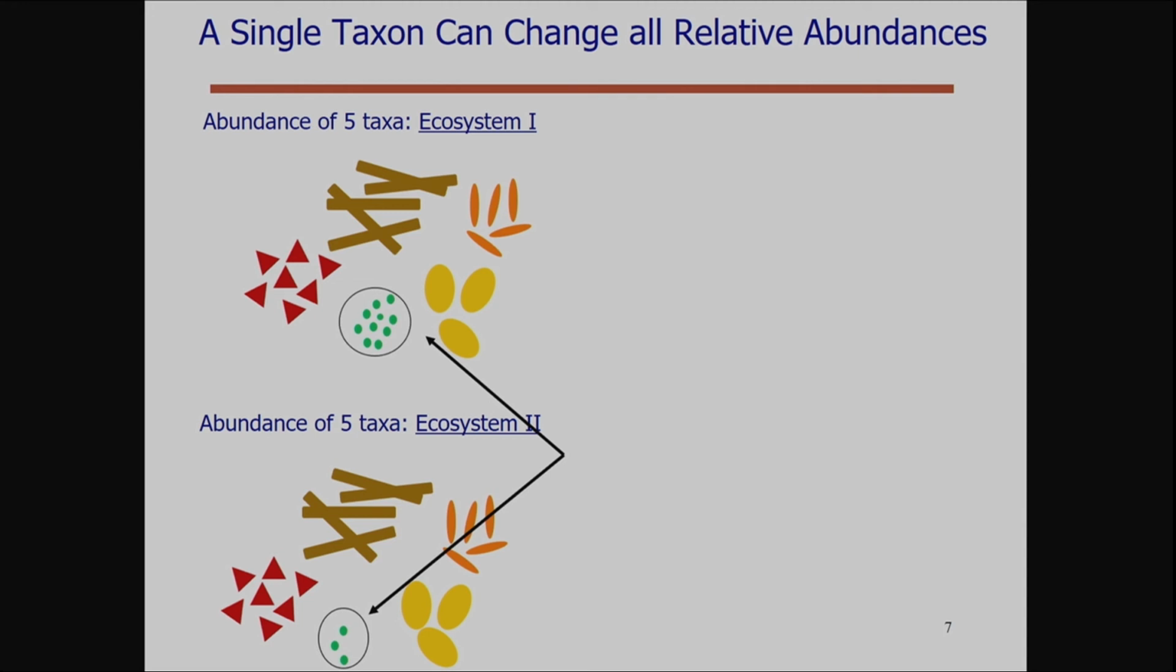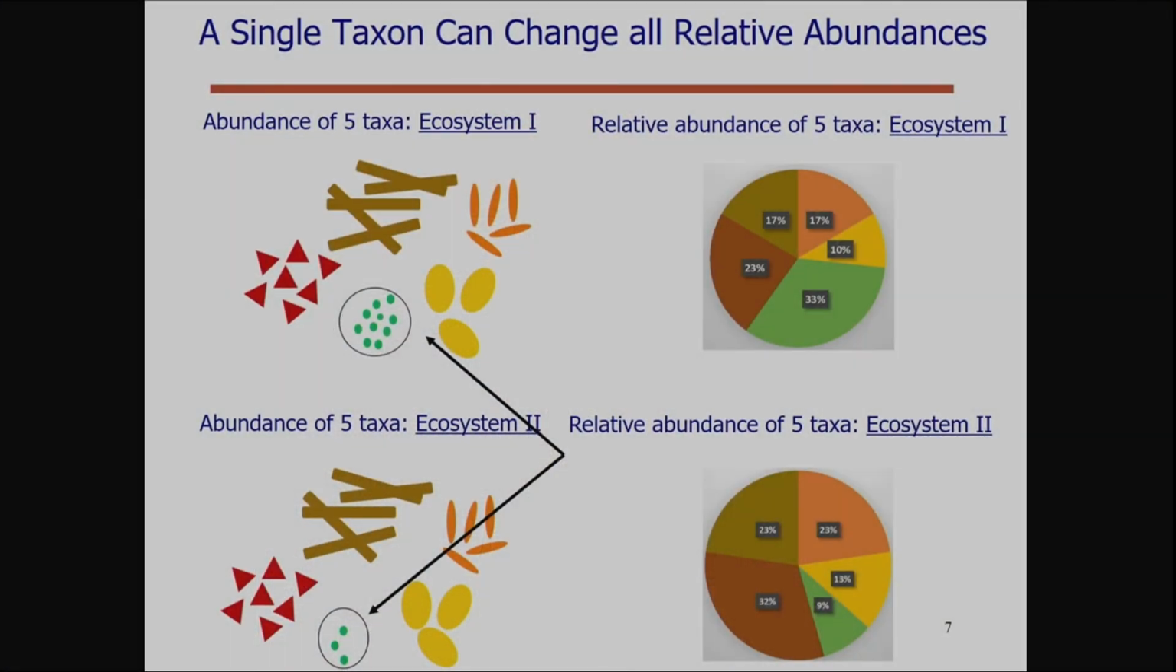So in terms of the change, it is really taking place in the green variety, but everything else is the same. If you compute the relative abundances, everything changes. So now if I were to draw comparisons between the two ecosystems using the relative abundances, I would conclude that the two babies are fundamentally different because all the relative abundances are different.